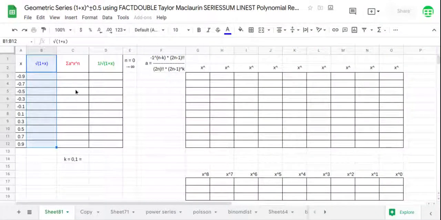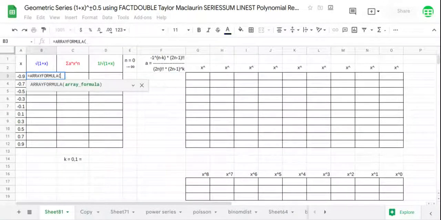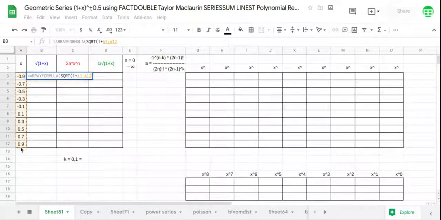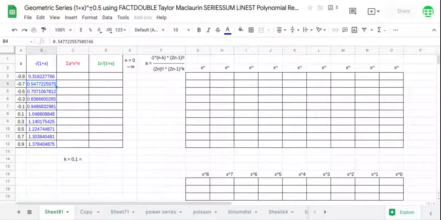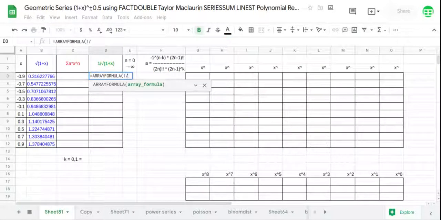In this video, we'll generate the trend line and polynomial of the square root of 1 plus x and its reciprocal. We begin with the data set of the square root of 1 plus x. Our formula, square root of 1 plus x, where the x value is from negative 0.9 to positive 0.9. And its reciprocal, which is equal to our formula, 1 over square root of 1 plus x.